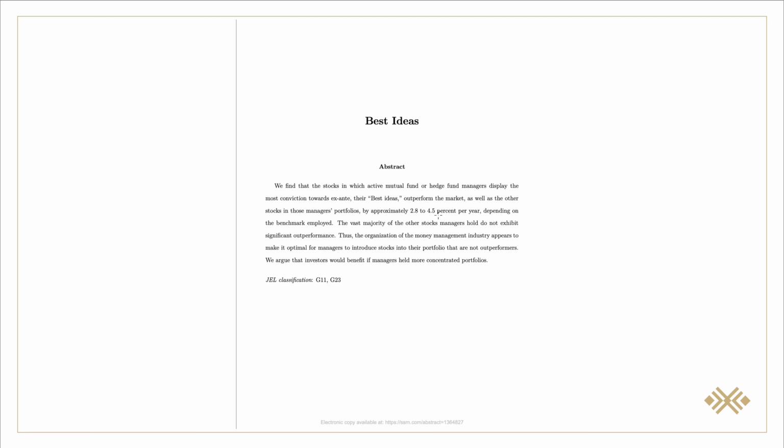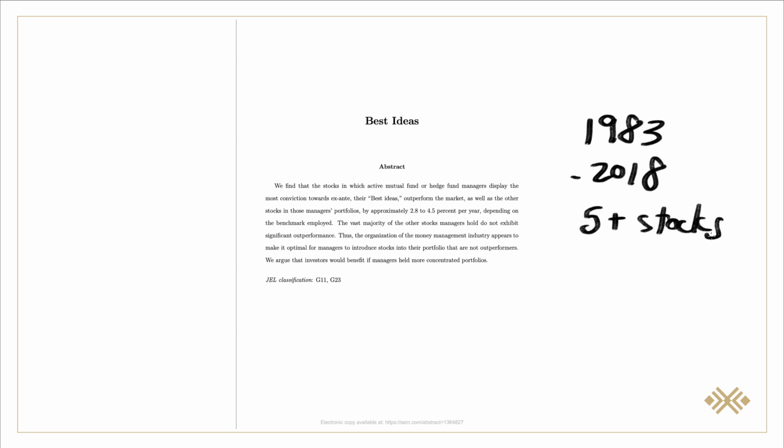These researchers used mutual fund data from January 1983 through December of 2018. They looked at mutual funds that held at least 5 stocks in their portfolio, and they found that the typical fund put approximately 10.6% weight in their very best stock idea.